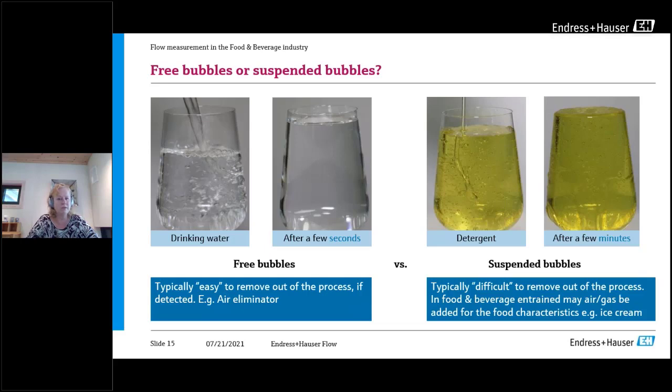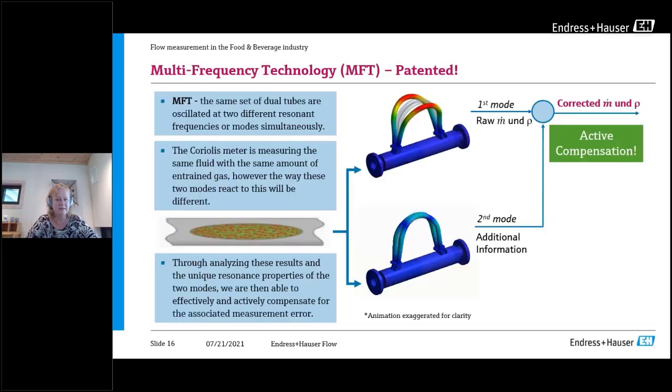Or it could also be suspended bubbles that are intentionally there as part of the product, and obviously you don't want to remove those gas bubbles, for example, out of ice cream, because they're essential to the product. And that's the area where Promac Q really brings an advantage.